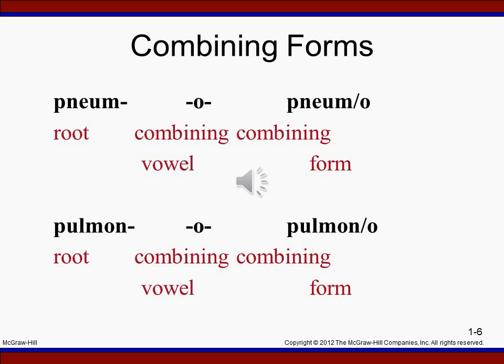O is simply the combining vowel. And I want you to understand something as well as to remember, O is the most commonly used combining vowel. Let's take a look at the second example on the slide there. Pulmon. Think of pulmonology here. Right there, you see pulmon on the left is the root. In the middle is O, and on the right is pulmon/o. These are examples of showing you combining vowels.